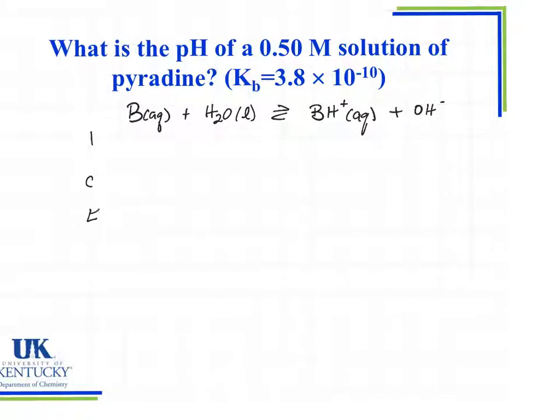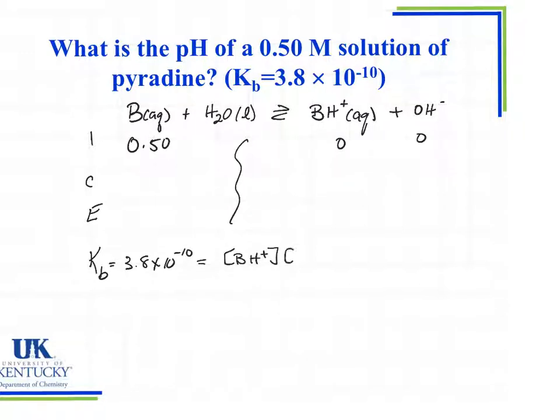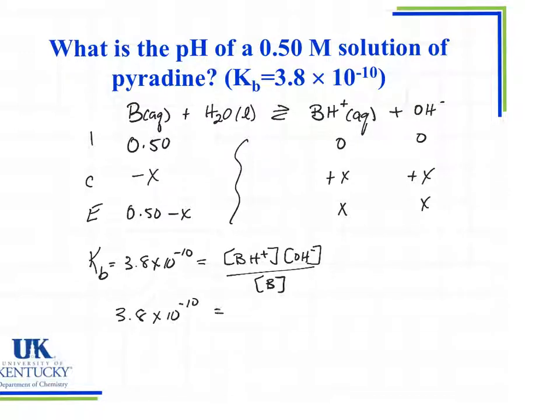I will set up my ICE table and plug anything in that I can find that's useful. They tell me the original concentration is 0.5, so I know these are 0. And that's all they give me that I can put in the table. They give me a Kb value, and that is equal to 3.8 times 10 to the minus 10, and I know the expression is BH plus times OH minus divided by B. But that's all I know. So here I have to use my variable. I will consume some of the base. I will produce on this side, and that will give me 0.5 minus x, x, and x. And I can plug this into my expression. 3.8 times 10 to the minus 10 is equal to x times x divided by 0.5 minus x.